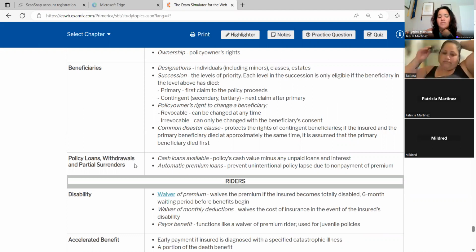Policy loans, withdrawals, and partial surrenders. So cash loans are available, the policy's cash value minus any unpaid loans and interest. Automatic premium loans prevent unintentional policy lapse due to non-payment of premium. So think about automatic premium loans like an auto pay from your savings account on that cash value policy to your insurance portion of it.